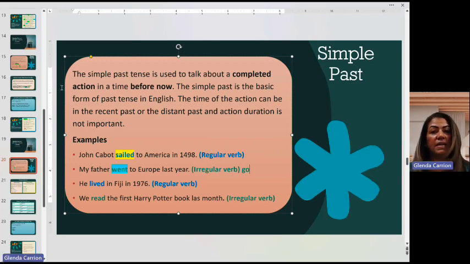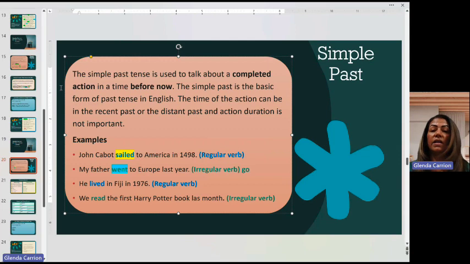But the good news is that you only have to use the regular verb or the irregular verb form when you are talking in affirmative or positive. If you are making a negative sentence or a question, you don't need to use these verbs, only in the affirmative or positive. Okay, and I'm going to explain exactly how that looks in a moment.